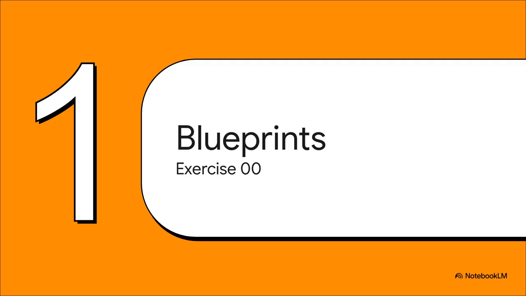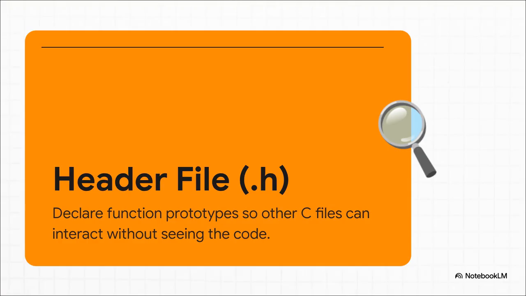Section 1, Blueprints, C header files, which is exercise 00. So let's dive right into understanding the foundational blueprints of C programming, which is the stdio header file. You can kind of think of a header file like a restaurant menu, right? It tells your other code exactly what functions are available to order without actually needing to show you the kitchen's secret recipe, or the actual C implementation. It's basically a promise to the compiler that these functions definitely exist somewhere else in your project.